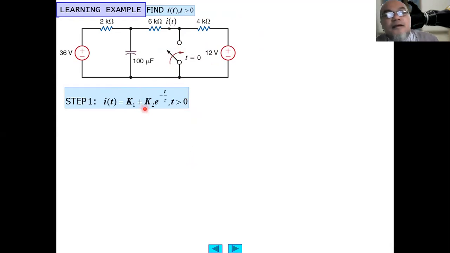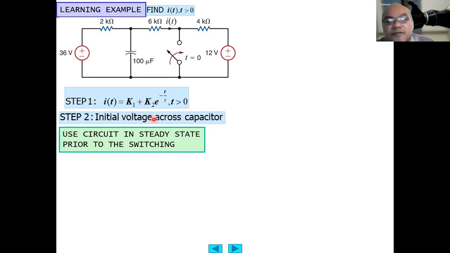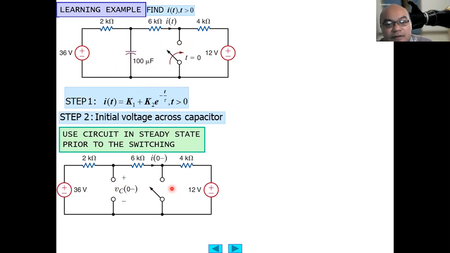Now let's see. What is being asked is the current i(t), so we express this in the general standard solution form: i(t) equals K1 plus K2 exponent minus t over tau, at t larger than 0. But we need to first calculate the initial voltage across the capacitor. So we draw the steady state condition prior to switching. This will be drawn as an open circuit.